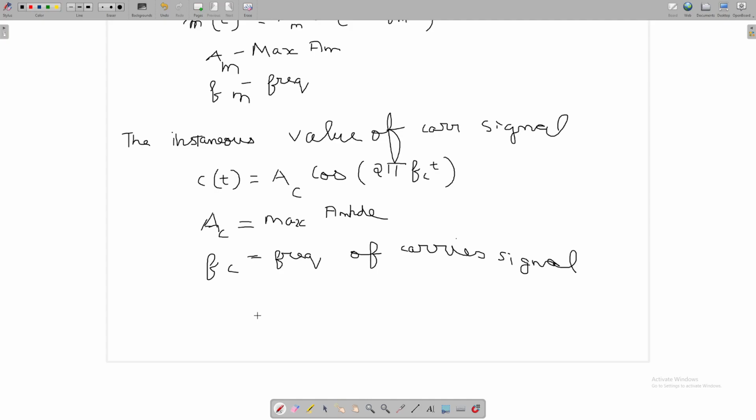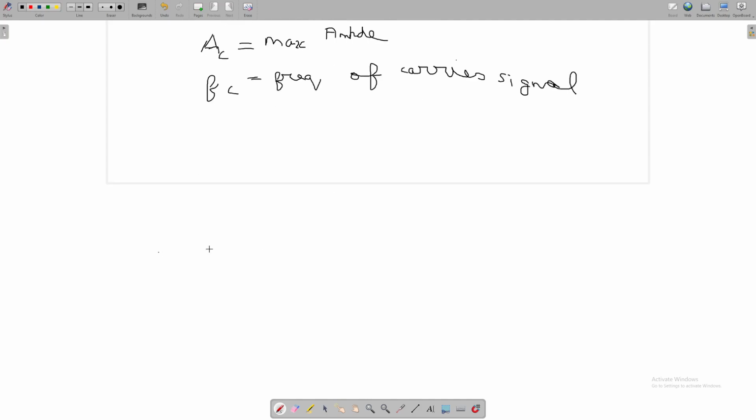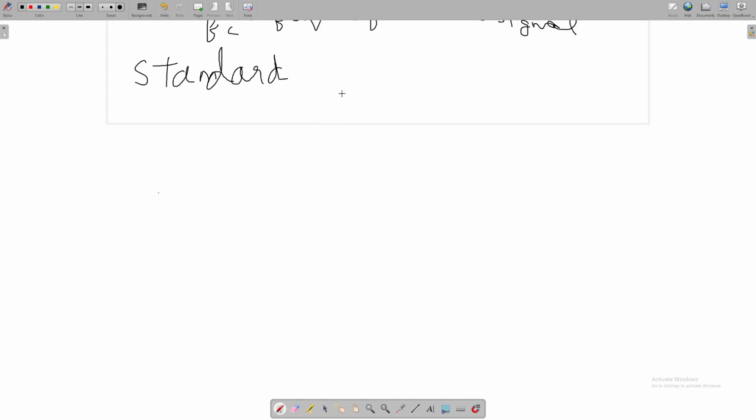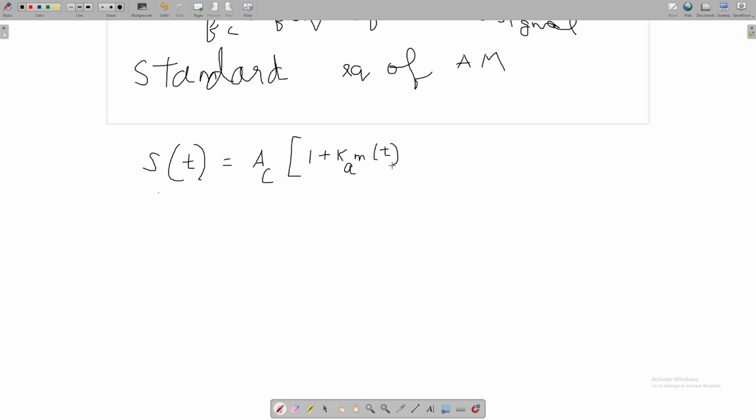Now, what is the standard equation of amplitude modulation? I explained it in an earlier class. The standard equation of the AM signal is given by s of t, which will be equal to Ac, the amplitude of the carrier signal, times 1 plus ka m of t, times cos 2 pi fc t.